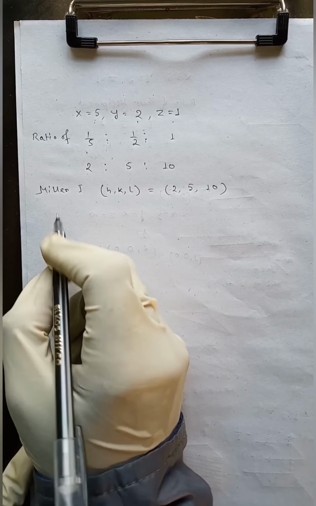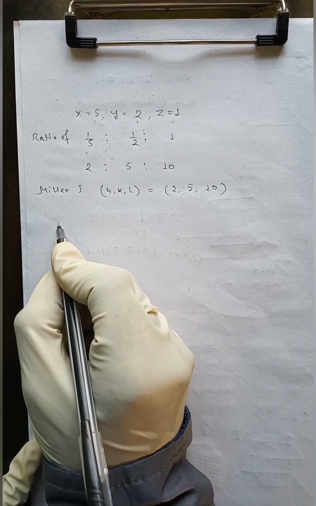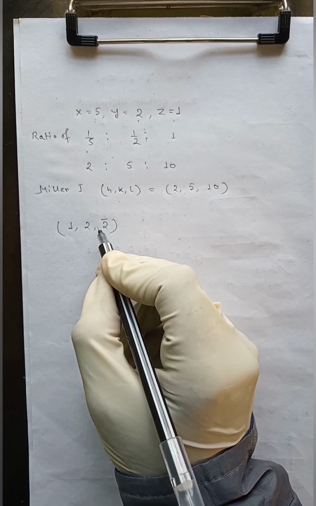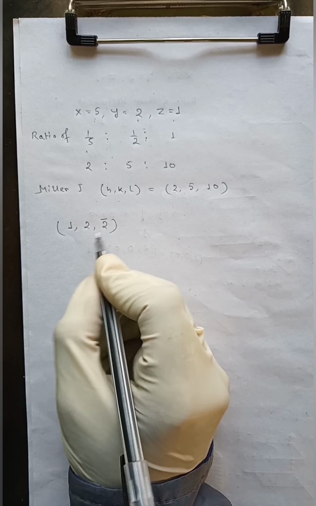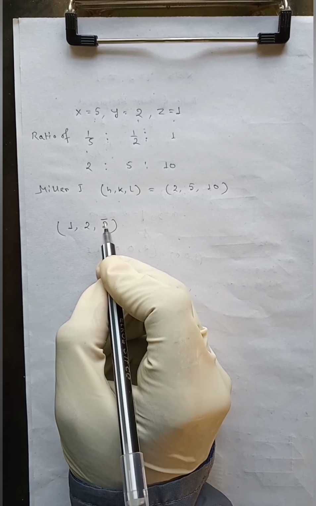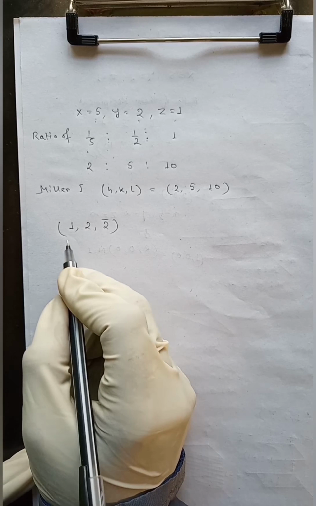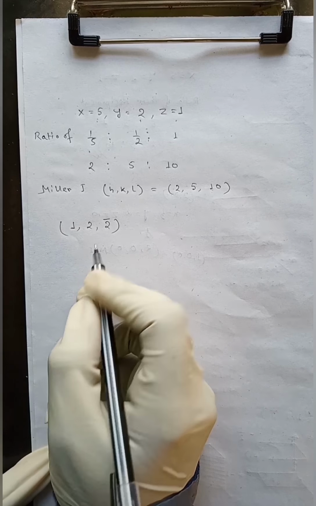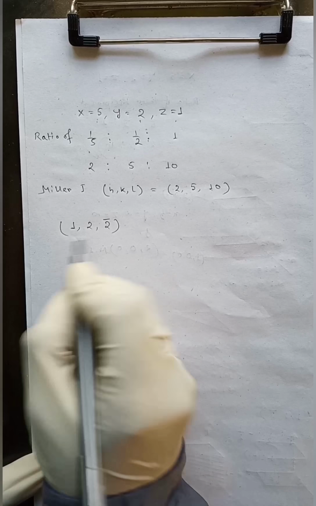Now think, if the Miller indices are given, you have a plane which has the Miller indices 1, 2 and 2 bar. This bar represents that the plane is cutting that axis at negative end. That means in case of 2 bar here, the plane is cutting the z-axis at negative end. Now we have to find out the intercept. The Miller indices are given and we have to find out the intercept of that plane. So first of all, take the ratio of the reciprocal.